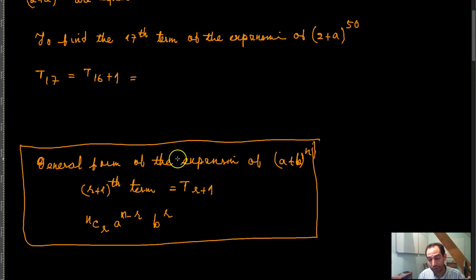So what that means is that we can do the following. To find the 17th term here, all that you need to do is put r equal to 16 in the general form of the expansion. If r were equal to 16 here, you would get n, which is 50 combination 16, and then the first term raised to the power 50 minus 16, which is 34, times a raised to the power 16, since 34 plus 16 is equal to 50, right? So that would be the 17th term.